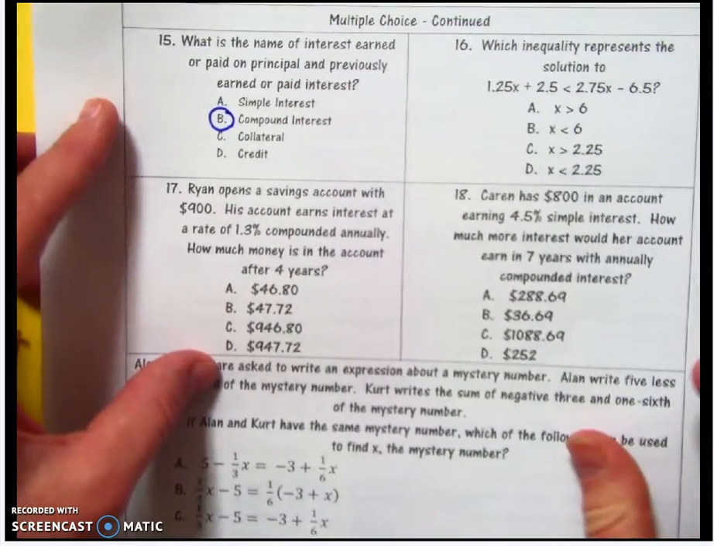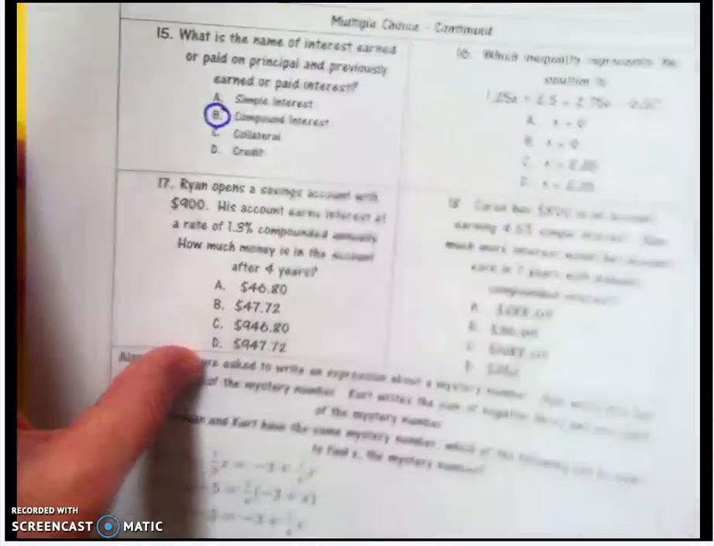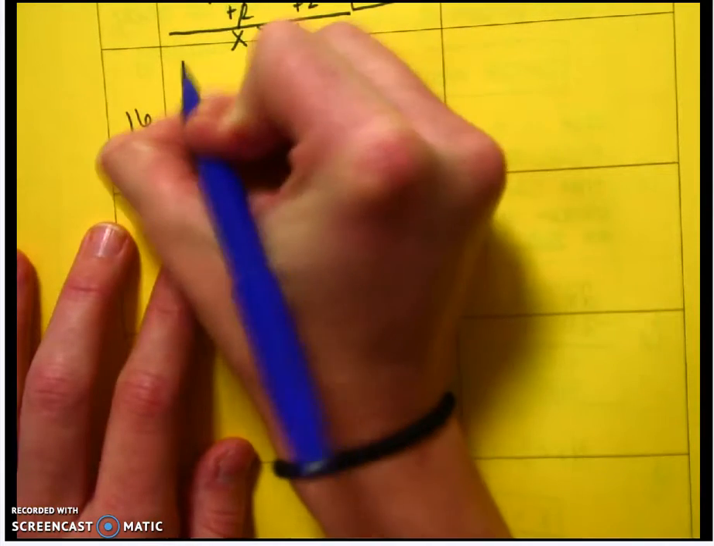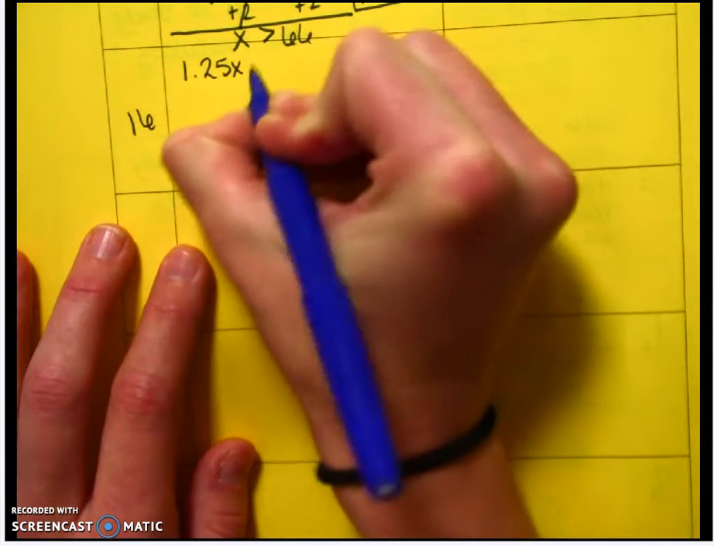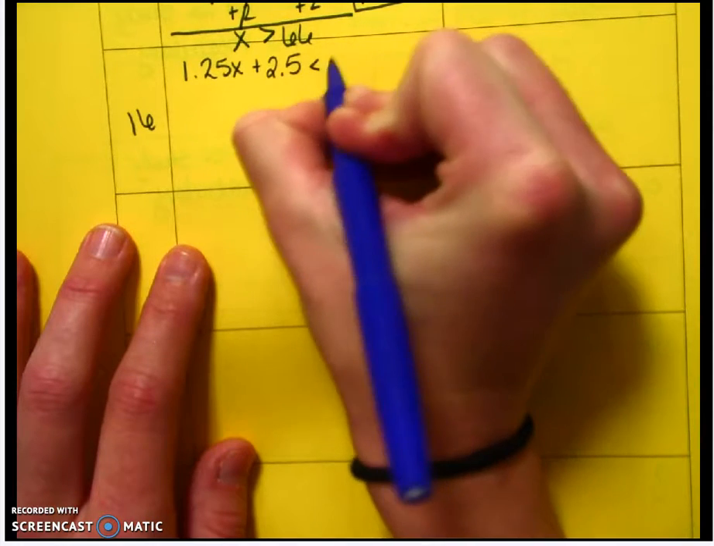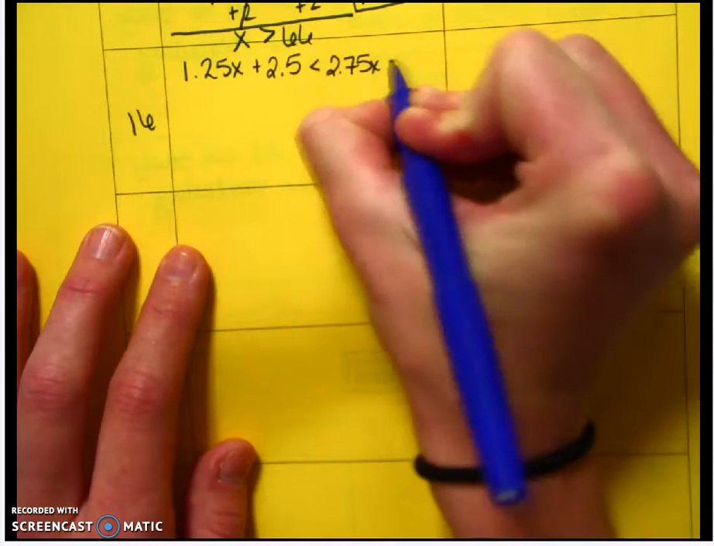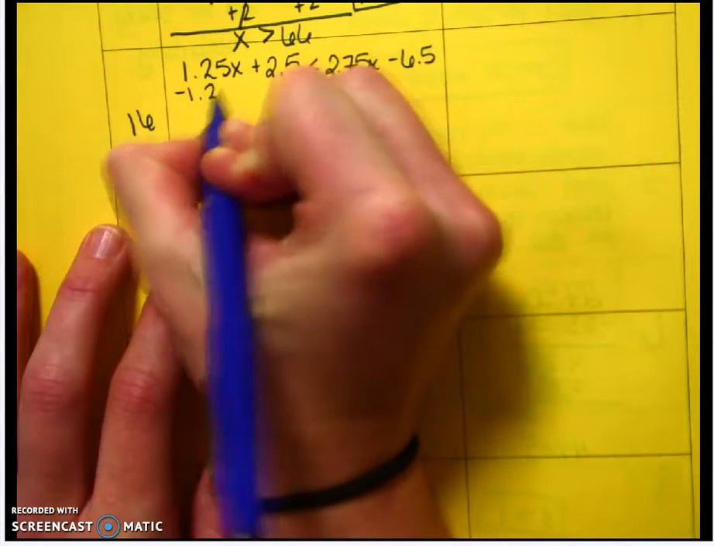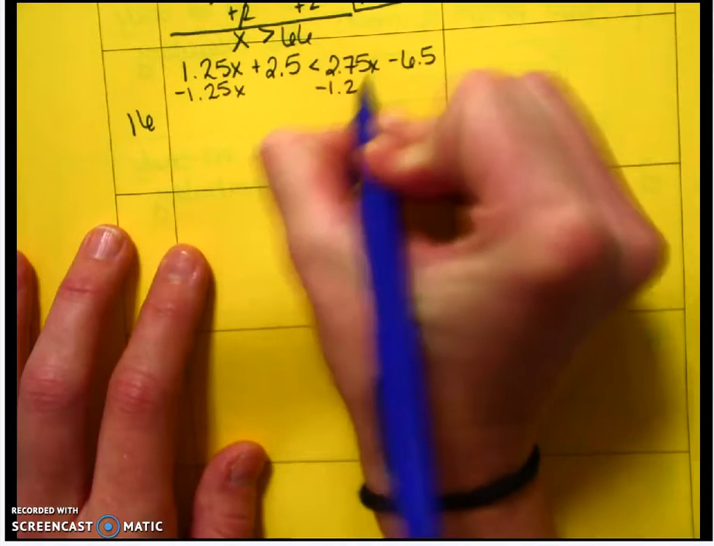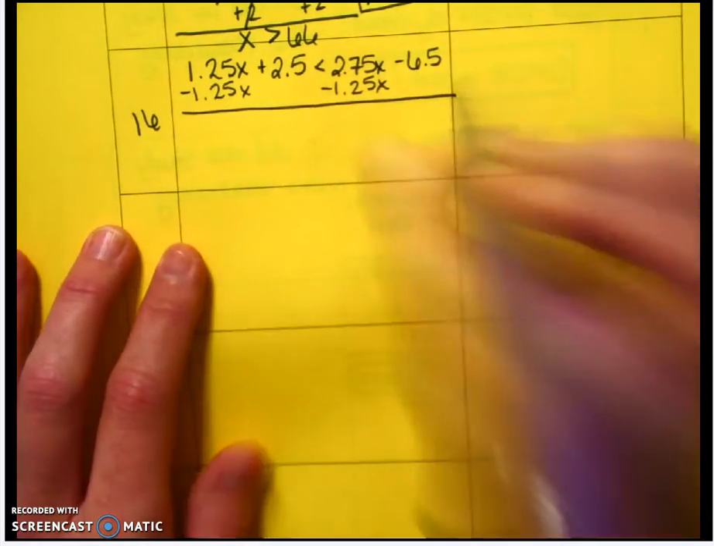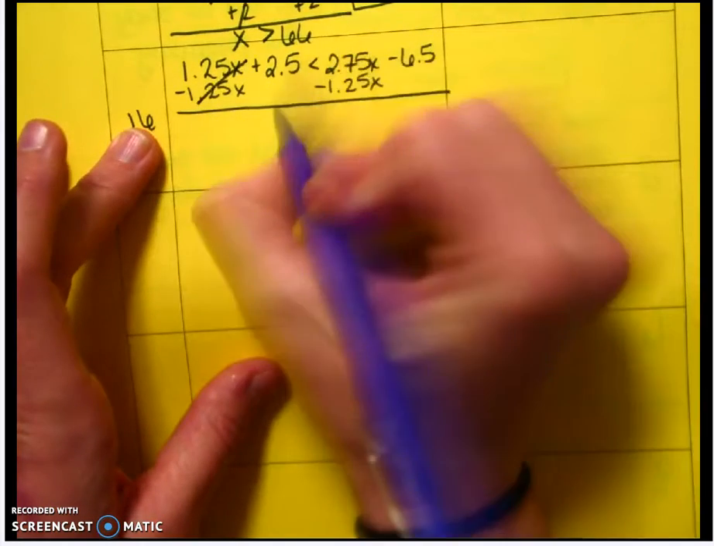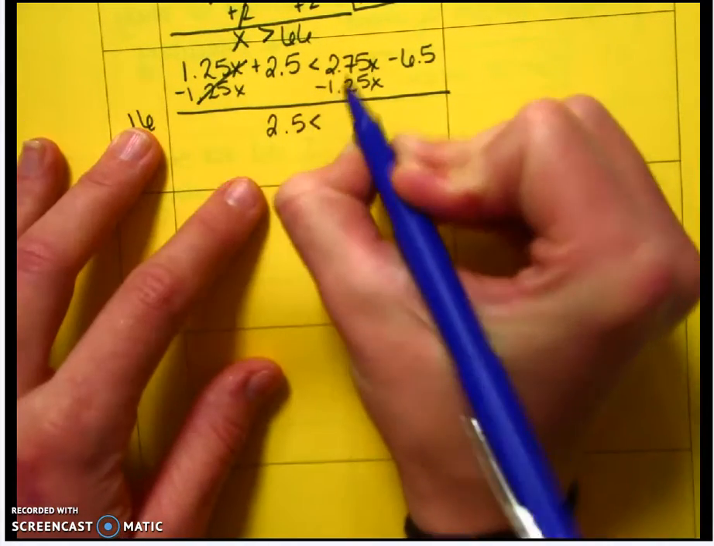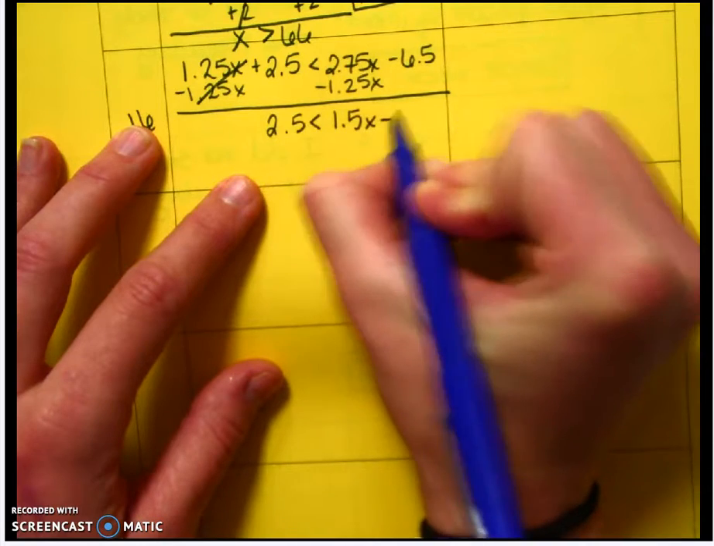All right, 16, which inequality represents the solution? Okay, so all you do is we solve this one. So 16. All right, so first thing I need to do is move my x's, and again I want to move my smaller x. All right, so these are going to cancel. And I would be left with 1.5x minus 6.5.